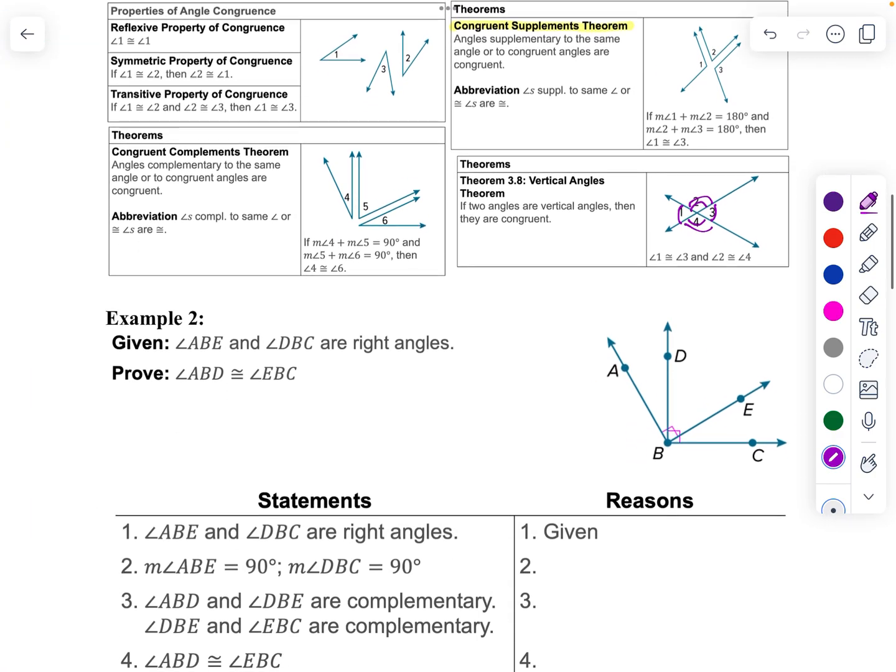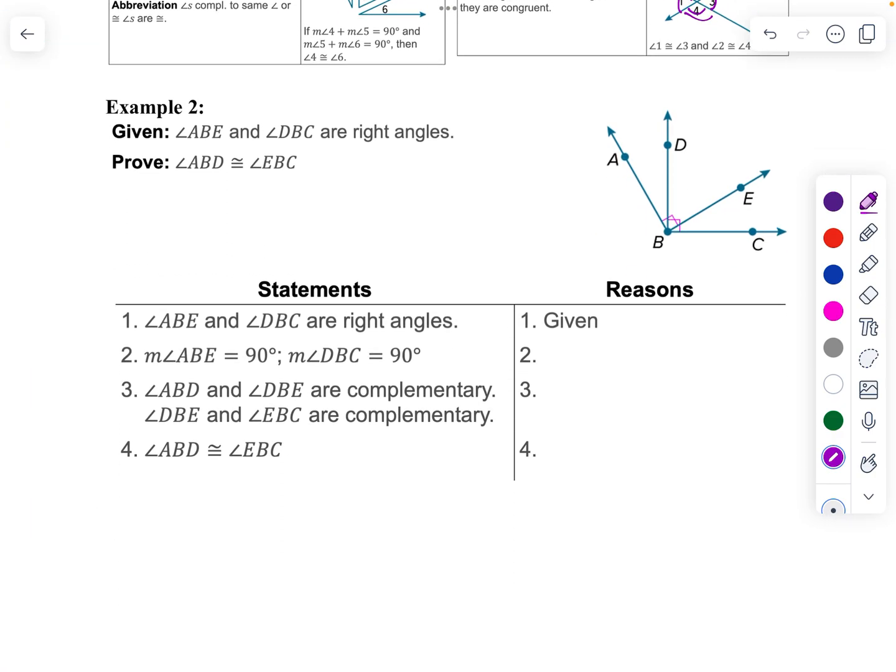So let's do a proof here. Once again, we're not going to do the whole proof, at least not yet. We're going to do parts. I know angle ABE and DBC are right angles, and they're marked for us on the diagram. Notice that. And then I want to prove ABD is congruent to EBC. That's what I want to get. I'm not going to mark that yet.